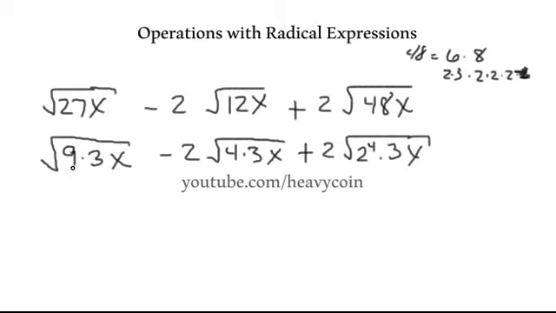Well, we know that the square root of 9 is 3. So I'm going to write it like this. We could break this up as the square root of 9 times the square root of 3x, and then we take the square root of 9 as 3. Minus, now the square root of 4 is 2, and 2 times 2 is 4.